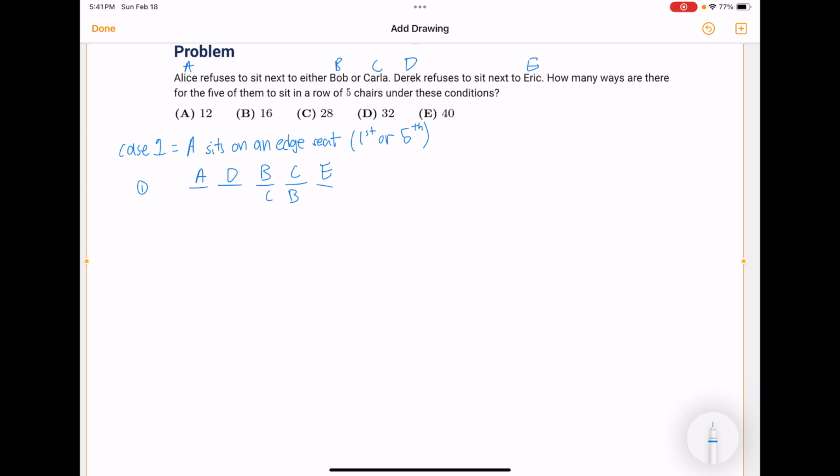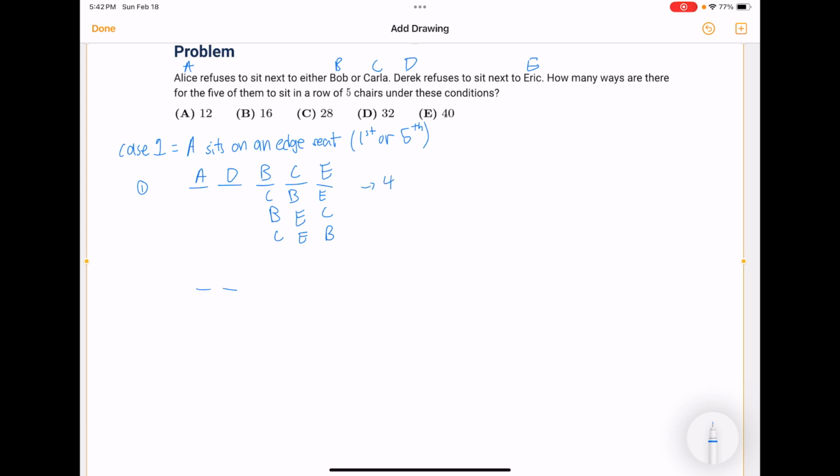But don't forget, E does not have to be in the 5th chair. We just have to make sure E is not in the 3rd chair, because D and E cannot be next to each other. That means E can be in the 5th chair, as we have shown here, or in the 4th chair. When E is in the 4th chair, B and C can go next to it. This gives us all of the arrangements for when A is in the first chair and D is in the second chair.